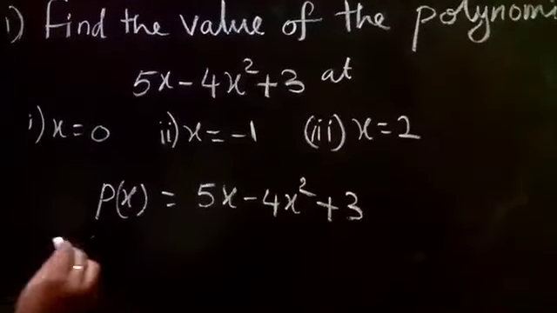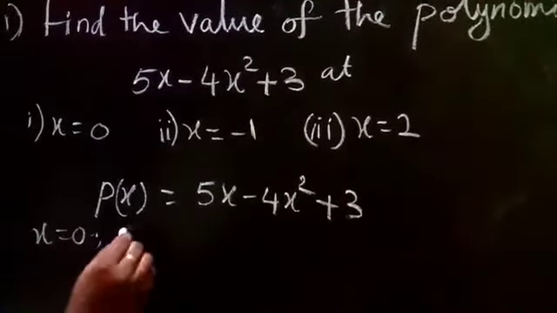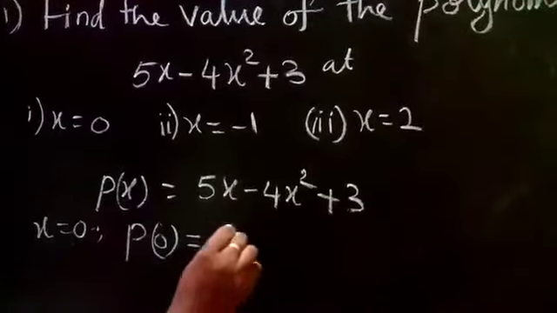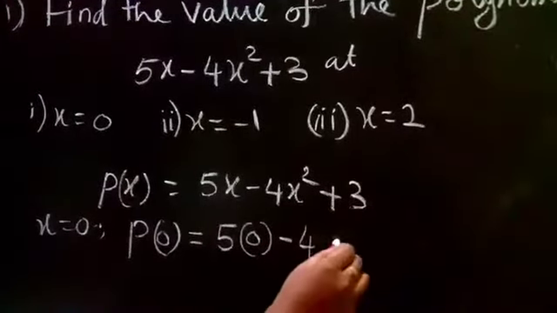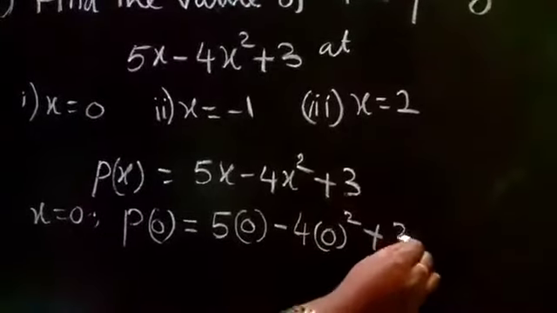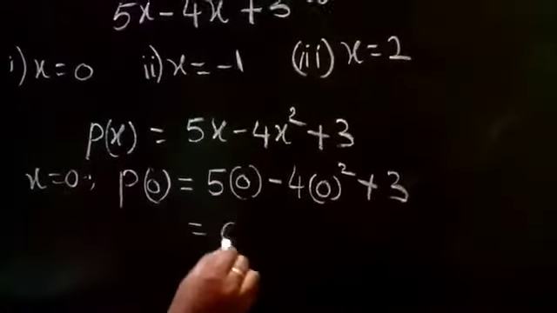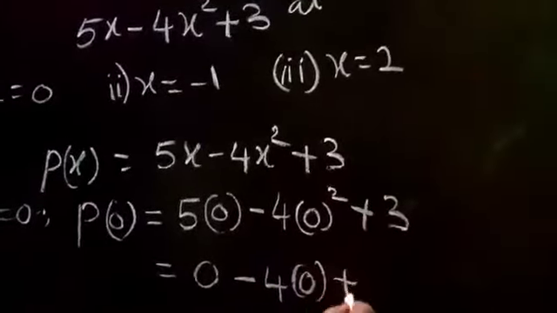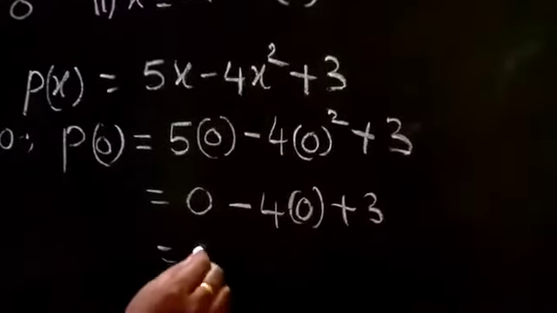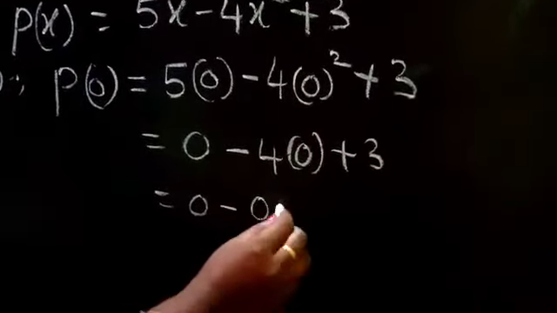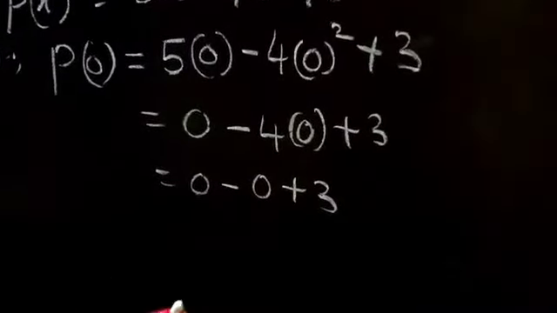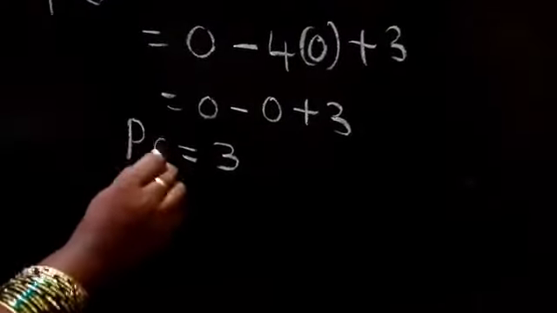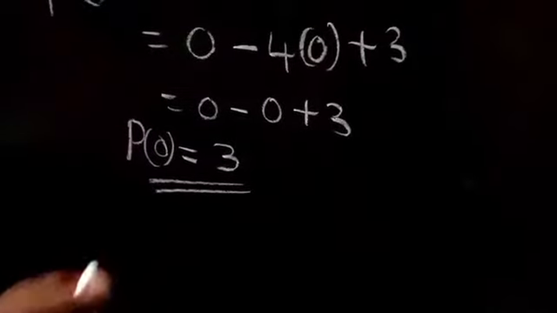In this, the first value I am going to substitute is x equal to 0. So p of 0 is equal to 5 into 0 minus 4 into 0 square plus 3. So 5 into 0 will be 0, minus 4 into 0 square also 0, plus 3. 0 into any number becomes 0. So 4 into 0 is also 0, plus 3. So 0 minus 0 is also 0 only. Now the value is plus 3. P of 0, we got the value plus 3.